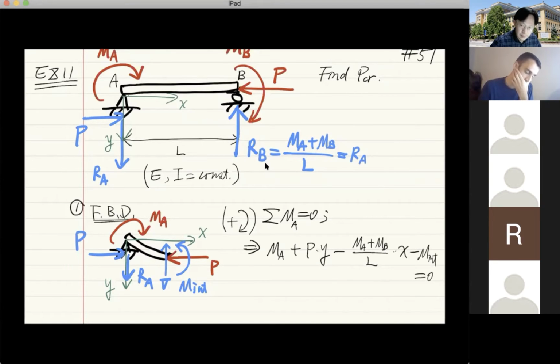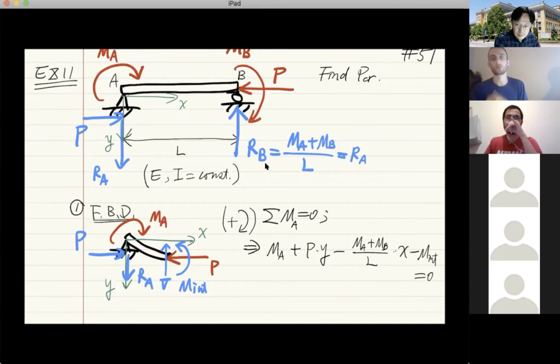So, Professor, we're not taking moment at support A, right? We already have support A here. Support A is MA plus MB divided by L. That's also the shear. Right? Yeah. You only consider one of them, correct?